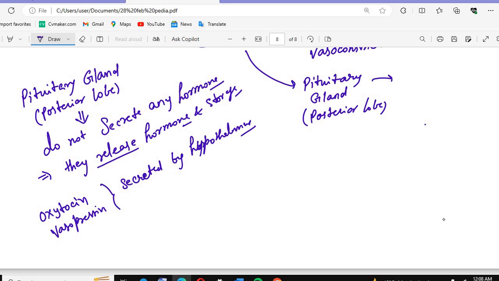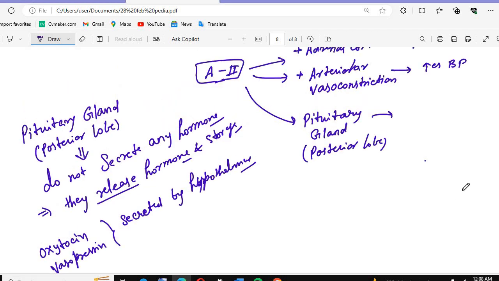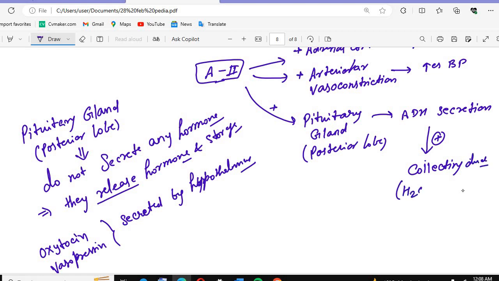Then remember, if you have the pituitary glands, the posterior lobe, what will they do? The ADH secretions will be there. They will stimulate the ADH secretions, and this ADH will act on the collecting duct. And we all know what the ADH or vasopressin does on the collecting ducts. It causes water reabsorption. Okay, so that you need to understand.